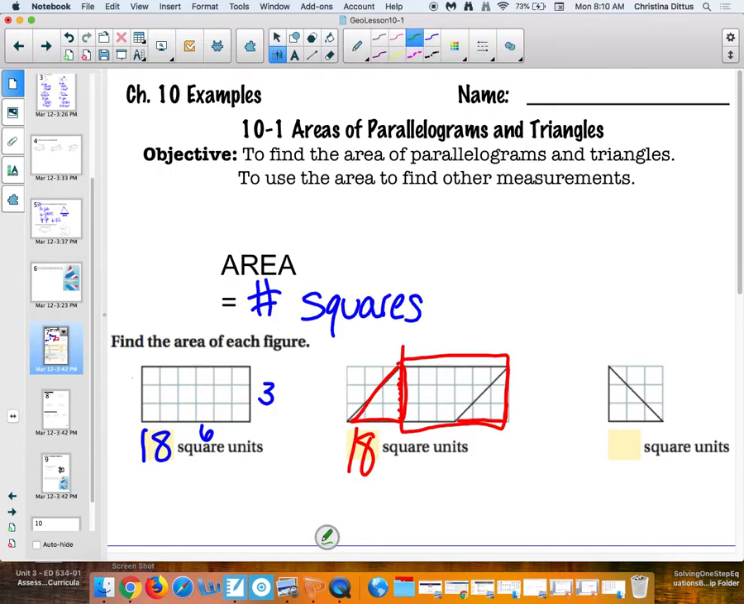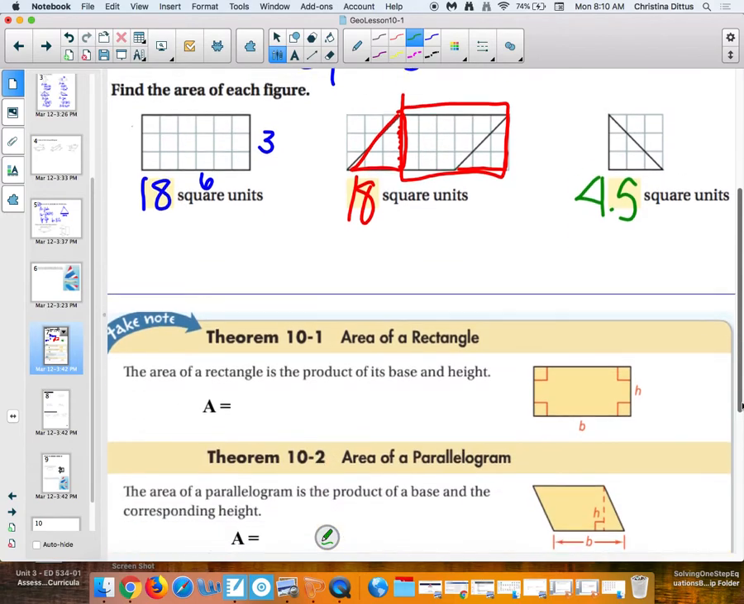Anyway. Here I got a 9 by 9 square, but it's actually a triangle, so how much in square units? 9 by 3. How much, math? 4.5. 4.5, thanks. Half of 9 last time I checked. 4.5.